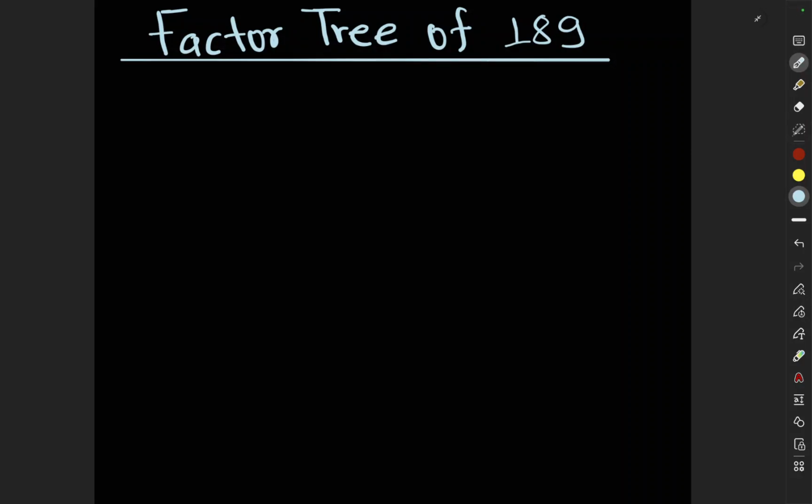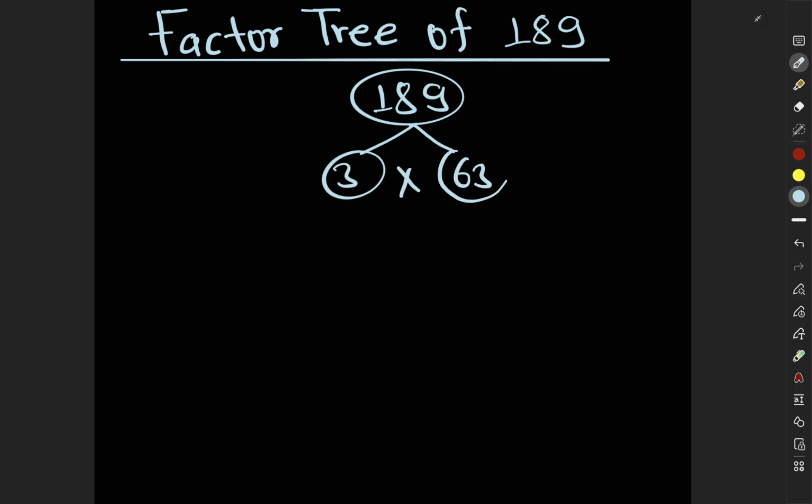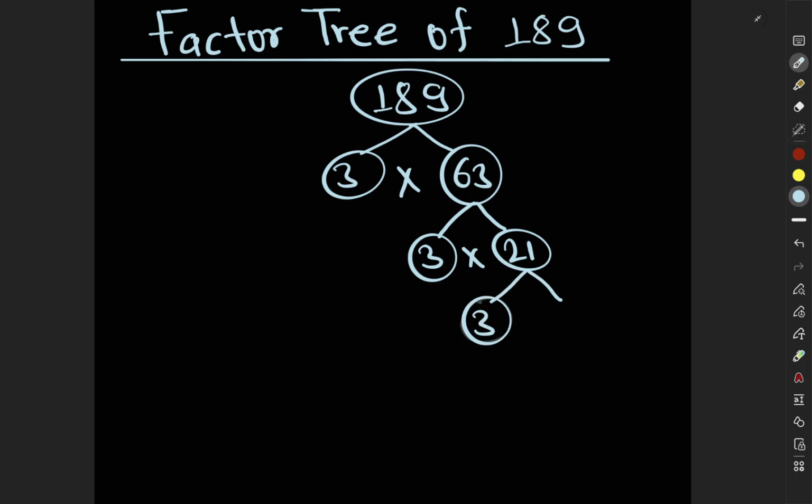Factor tree of 189. So 189 can be written as 3 times 63. 3 times 63 means 189. Now 63 can be written as 3 times 21. 3 times 21 means 63, and 21 can be written as 3 times 7.